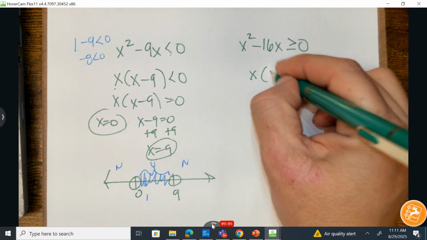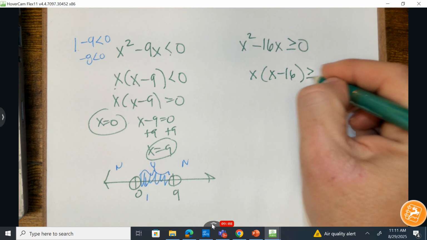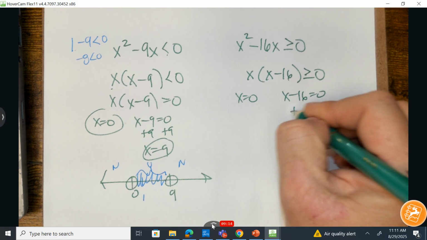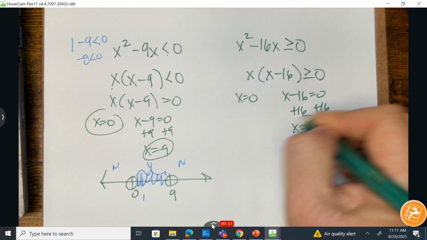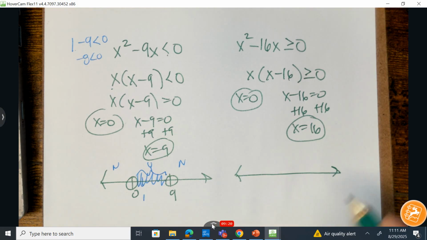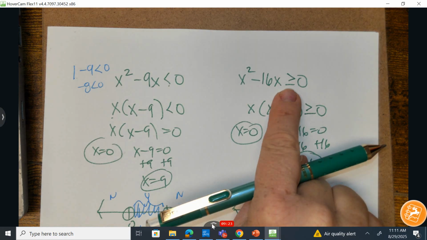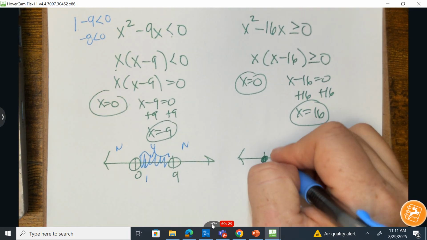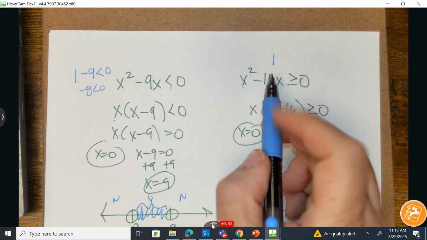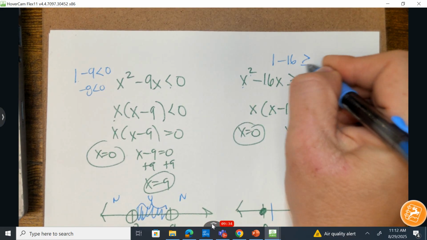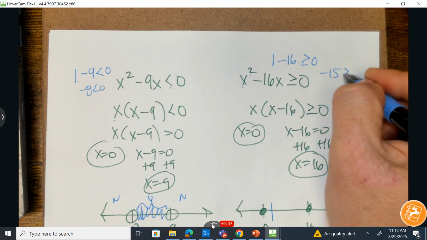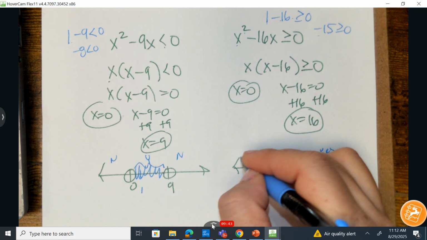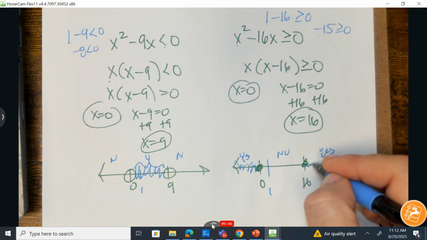I'm going to pull out an x and be left with x minus 16. Okay, set each of these equal to 0 and solve. So I have 16 and 0. Putting them in order, this time I have a closed circle. And again, I can't test 0 because it's a hash mark. So I'll choose any other number, like 1. 1 squared is 1. 16 times 1 is 16 with a subtraction. 1 minus 16 is -15. Is -15 greater than or equal to 0? No, that's not true. So this is a no, and it's going to alternate. I only shade where it's a yes.